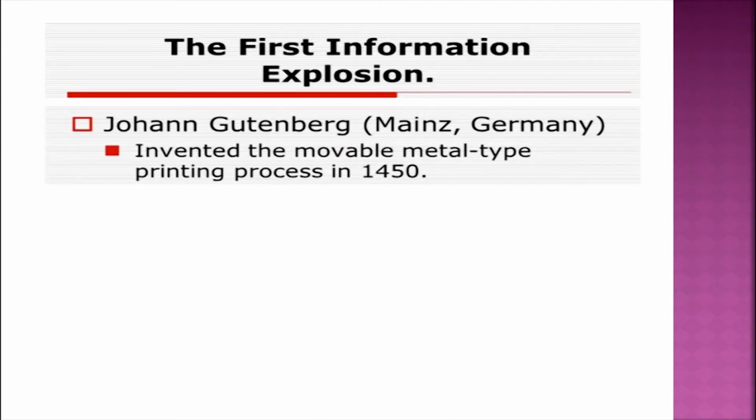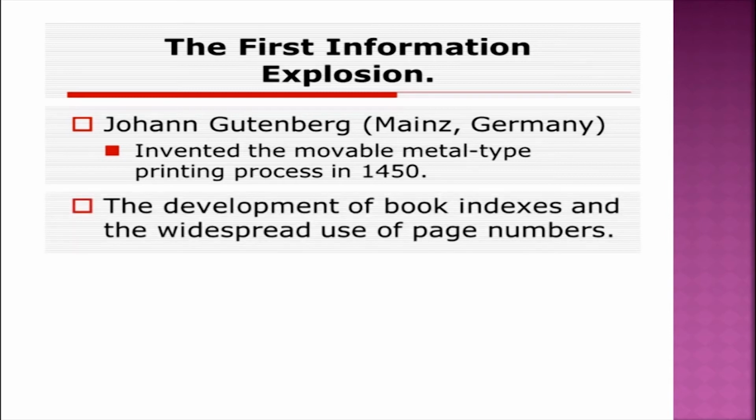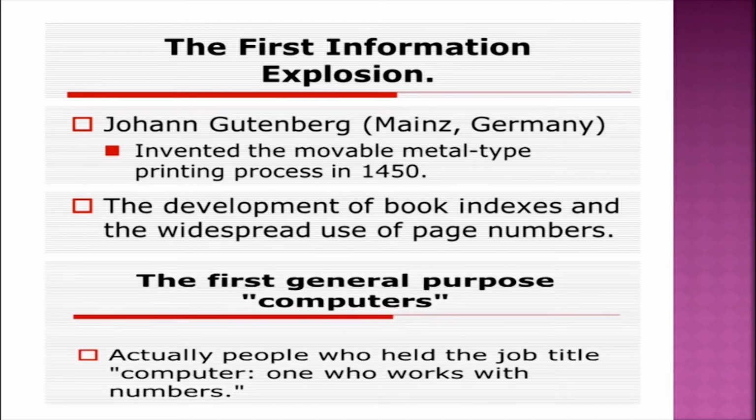Johannes Gutenberg invented the movable metal type printing process in 1450. This led to the development of books, indexes, and widespread use of page numbers. The first general-purpose computers were actually people who held the job title computer, the ones who worked with numbers.